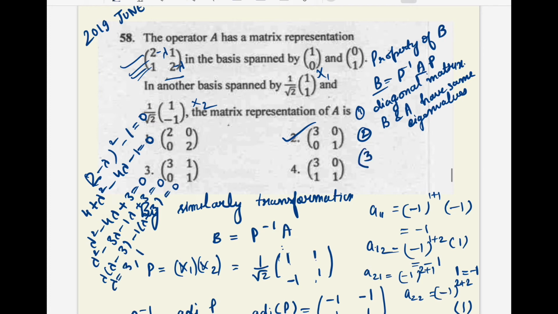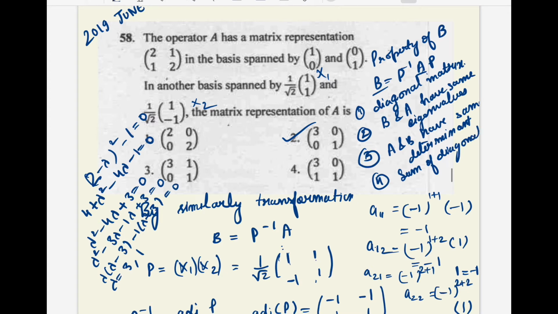Okay, another point, the third point: the determinant of A and B should be the same. Whatever is the determinant of A, B will have the same determinant. That's why it is known as a similarity transformation. Okay, and the sum of diagonal elements must be the same. That is obvious. The sum of diagonal elements must be the same.